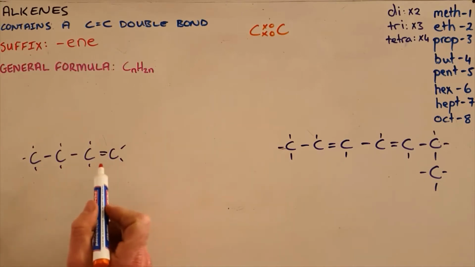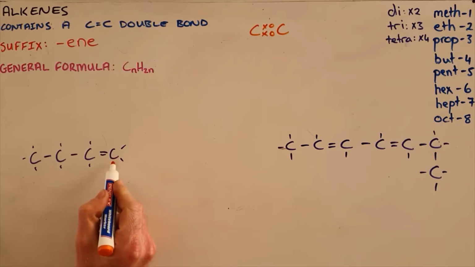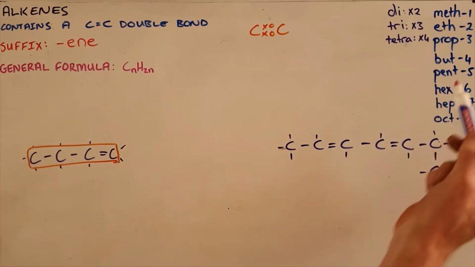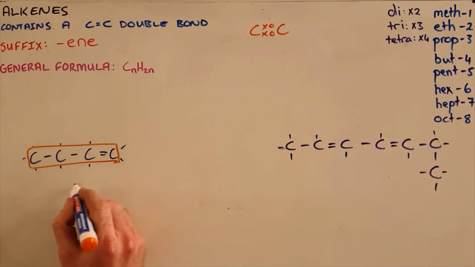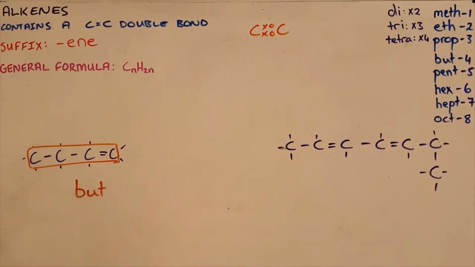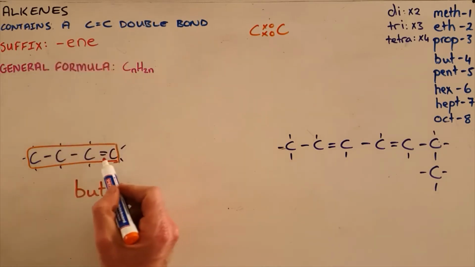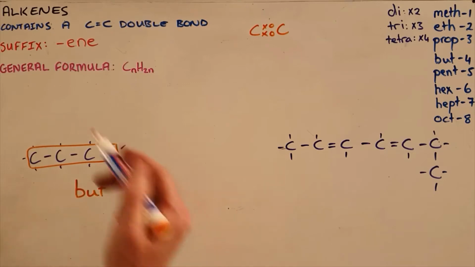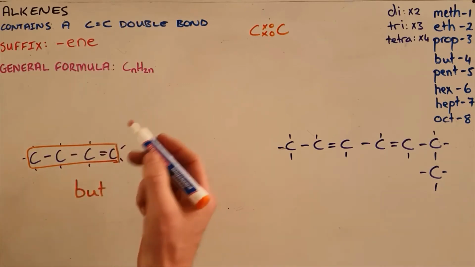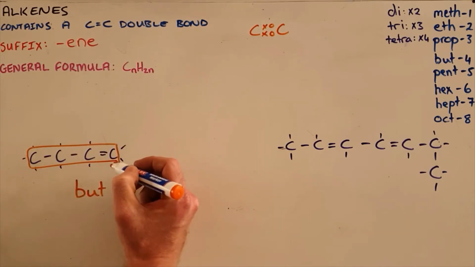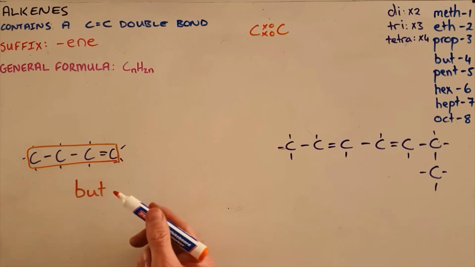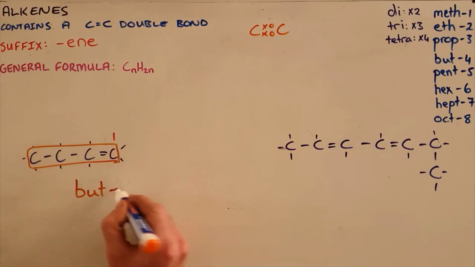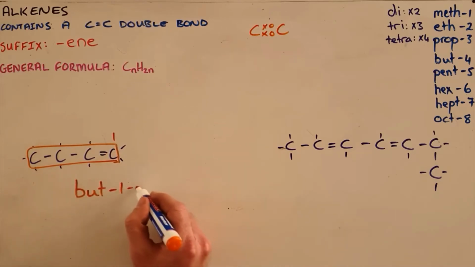So we would name an alkene by identifying the longest chain containing that double bond, which in this case we can see is 4 carbons. We know that 4 carbons gets the prefix but. And now, because this contains a double bond, we would call it butene. But we need to indicate the position of that double bond, and we always number so that the double bond, or that functional group, has the smallest number possible, which means that this would be carbon number 1, and we would call this but-1-ene.